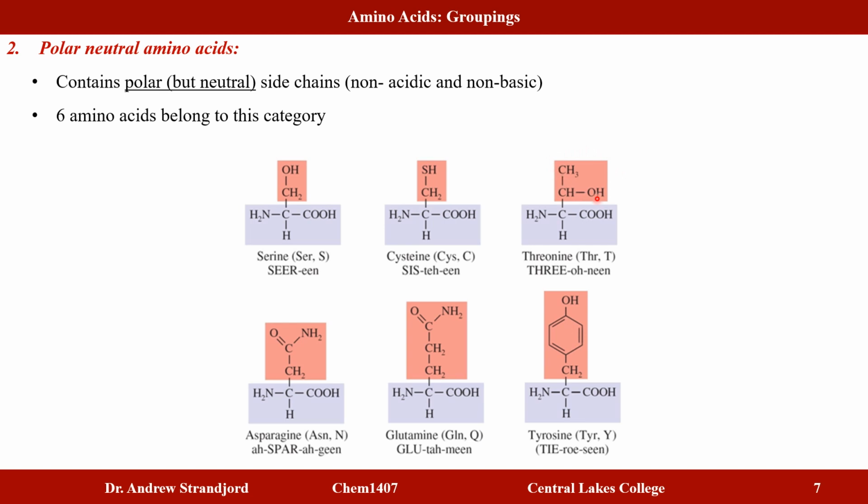And I have another amino acid called threonine, which has a hydroxyl group on it, but 2 carbons as compared to serine. I have asparagine, which has both a carbonyl group and an amino group on it. I have glutamine, which also has a carbonyl group and an amino group on it, so these would be amides here. And finally, I have tyrosine, which contains an aromatic phenol compound out here. These are all polar, neutral amino acids.